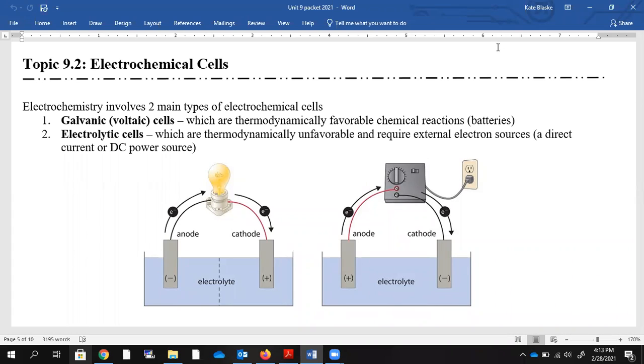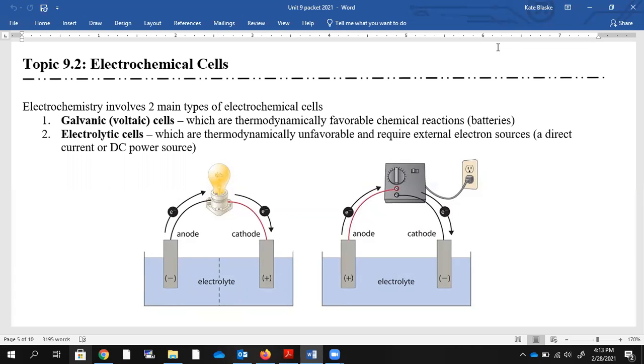Today we're going to talk about topic 2.4, which is how we actually use these redox reactions to accomplish stuff. So we're going to talk about electrochemical cells. This is pretty much what a battery is. There are two different categories of electrochemical cells that we're going to talk about.